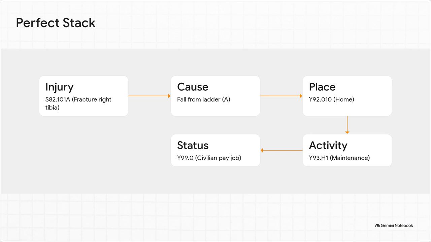Step 3 is place, Y92.010 for home. Step 4, activity, Y93.H1 for maintenance. And Step 5, status, Y99.0 showing they were at a civilian pay job. The narrative is crystal clear, perfectly sequenced, and totally guideline compliant.